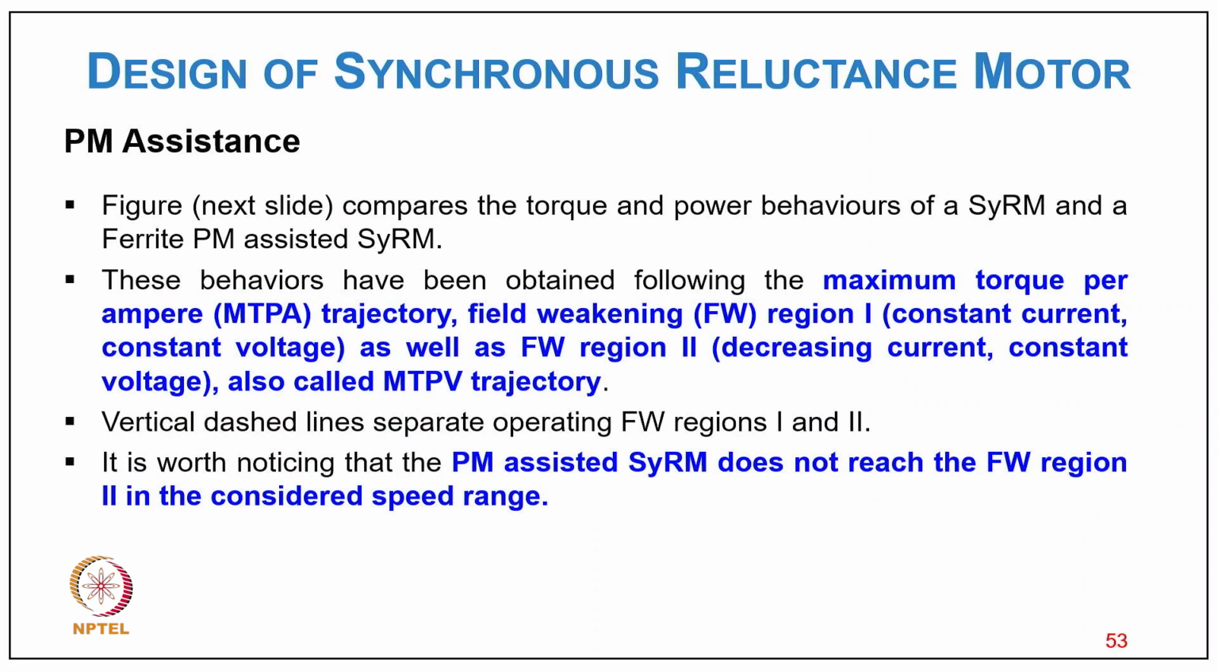Now this figure compares the torque and power behaviors of the synchronous reluctance motor and the ferrite assisted synchronous motor. These behaviors have been obtained following the maximum torque per ampere MTPA trajectory, the field weakening FW region 1 at constant current and constant voltage, as well as the field weakening region 2, decreasing the current at constant voltage, also called the MTPV trajectory. The vertical dashed line separates the FW regions 1 and 2, and it is worth noting the PM assisted synchronous motor does not reach the FW region 2 in the considered speed range.